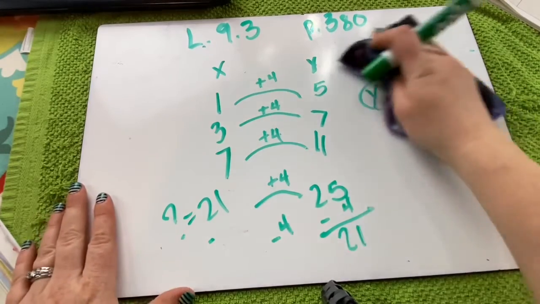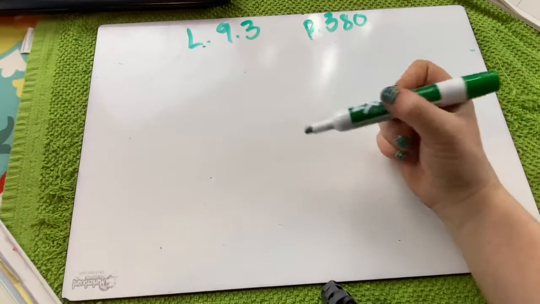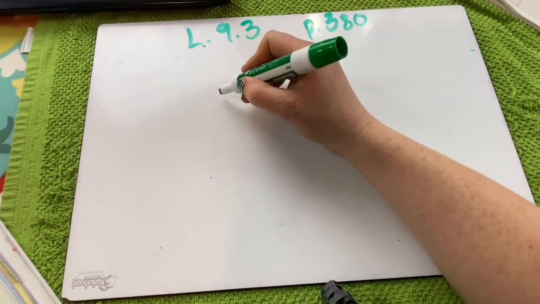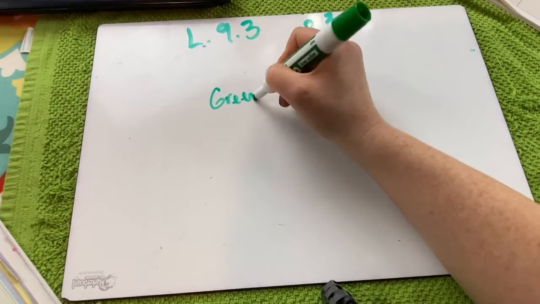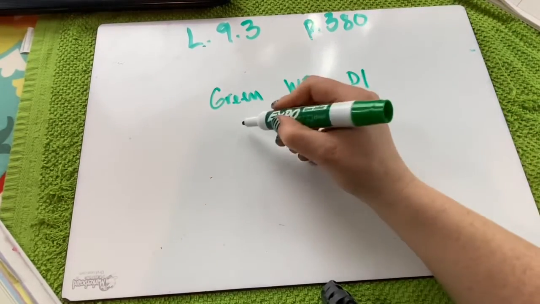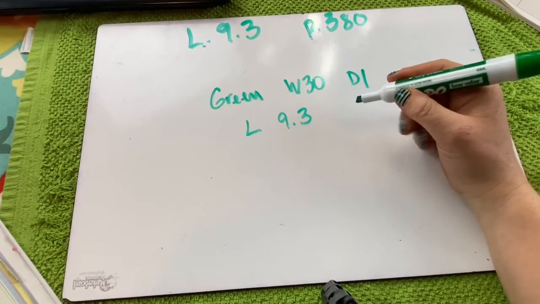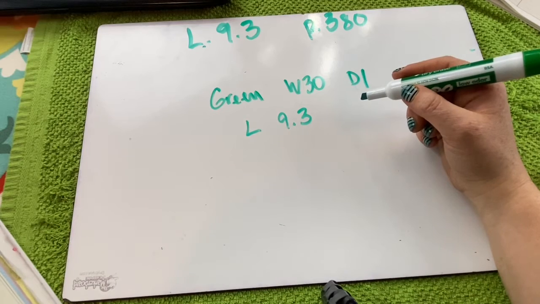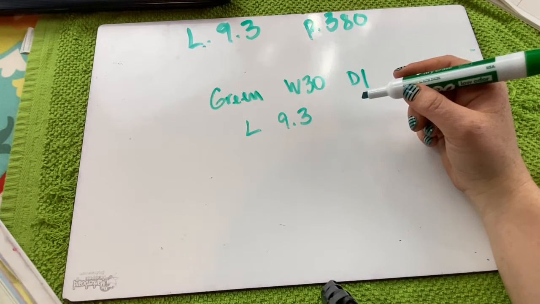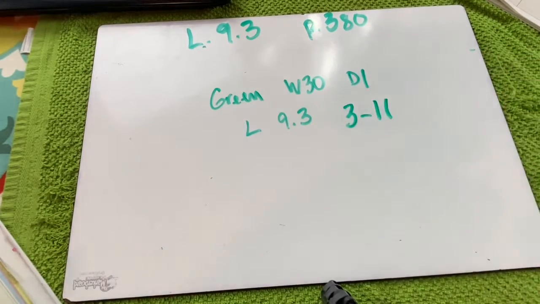Okay, so what are we doing today? You guys are going to be doing, for green, week 30, day 1, lesson 9.3. We will do 3 through 11. So not that many. Make sure you guys draw your tables and do all your work, okay? See you tomorrow.